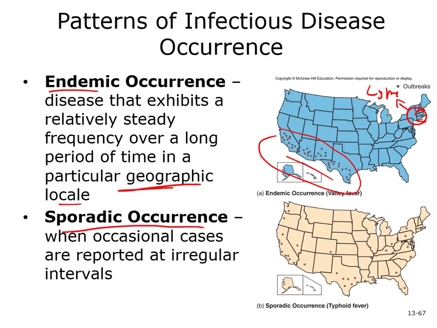Sporadic diseases, sporadic occurrence. It's not predictable. We don't know when it's going to come. It could come pretty much at any time and anywhere. So, for example, this graph is showing typhoid fever, Salmonella typhi. It's random, and you can see there are not huge outbreaks of cases. They're just randomly spotted throughout the country.